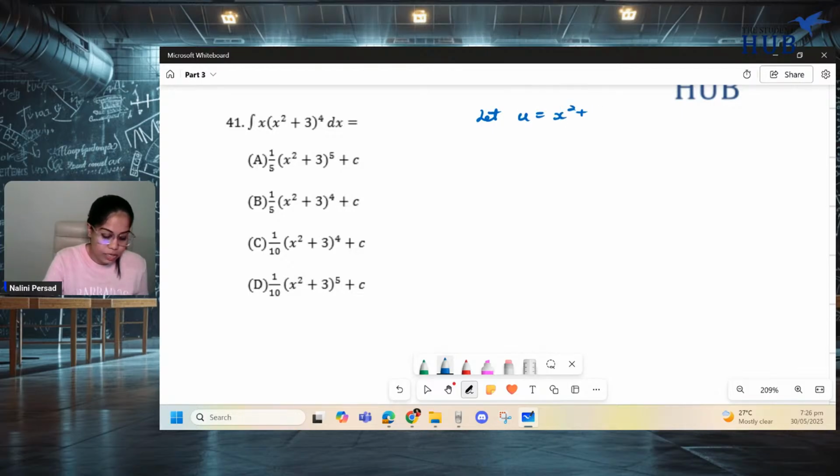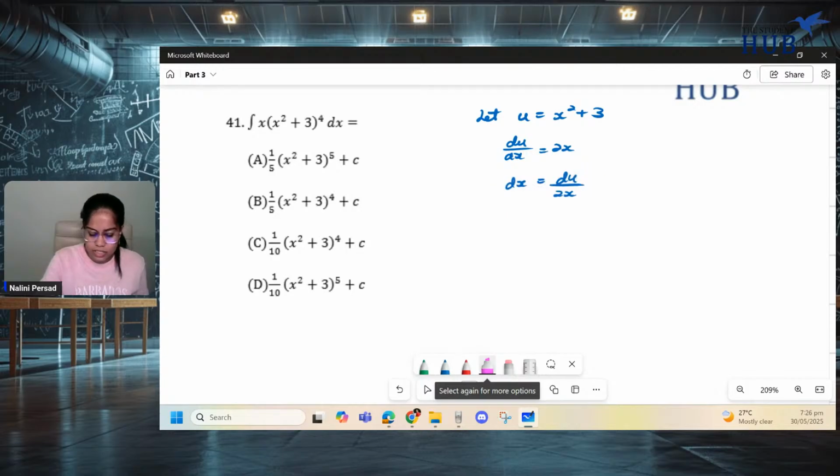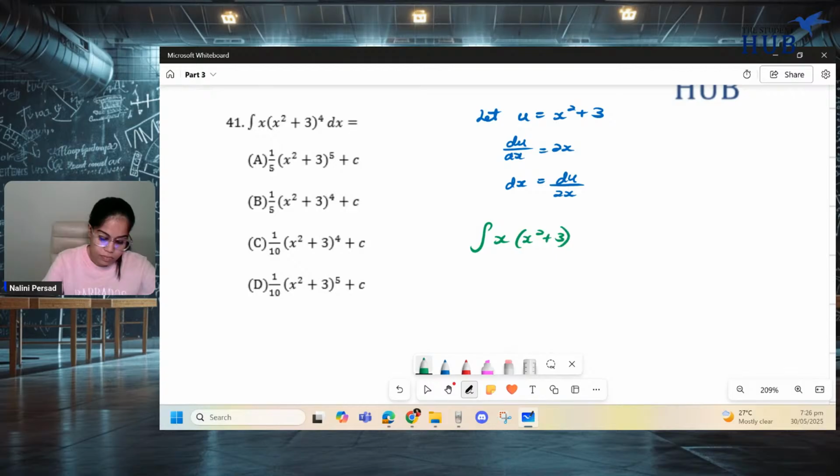So let u be equal to whatever is in the brackets. Then du/dx is equal to 2x. So making dx the subject, it's du over 2x. You would have done enough questions where you could just write this down. Everybody good? Now I'm going to replace everything that is an x in terms of u. Leave the x alone. Certain things will happen.